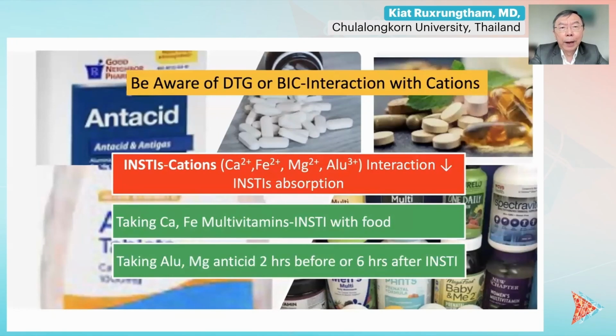And be aware of drug interaction with cations, particularly calcium, iron, magnesium, and aluminum. Make sure that calcium and iron containing multivitamins are taken with food together with dolutegravir or bictegravir. Antacids containing aluminum and magnesium should be taken 2 hours before or 6 hours after.